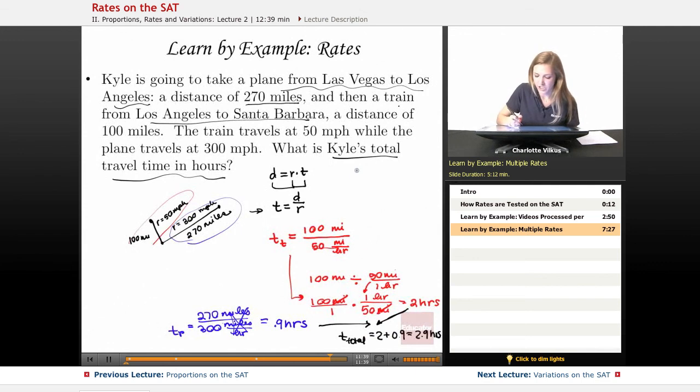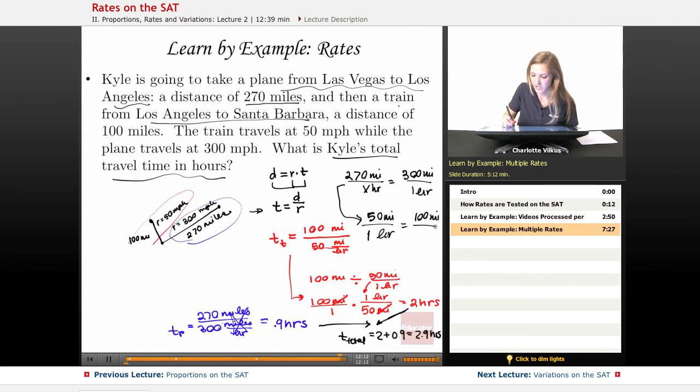This one would have been a little bit more work actually to solve as a proportion, but we could solve each where we're just doing, he goes 270 miles in X hours when he's going at 300 miles per 1 hour. And then when he's on the train, he's going at 50 miles per hour. And we want to know how many hours it's going to take him to go 100 miles. And then once we figure out these two, we could add them up and get the total time.